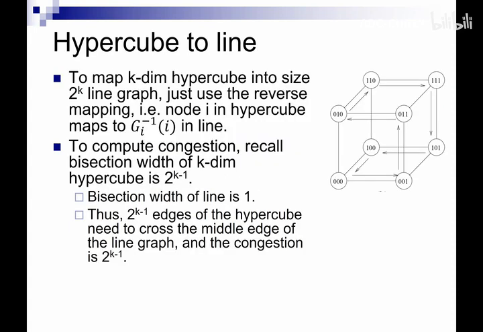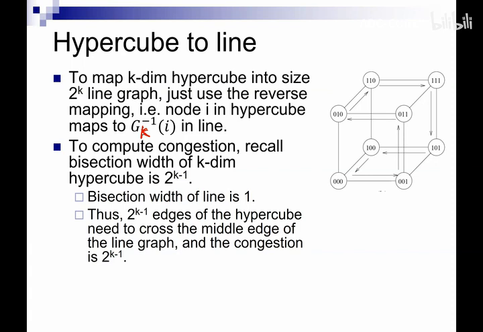So next we're going to reverse what we did. Instead of mapping from a line to a hypercube, we're going to map from a hypercube to a line. Now the way we're going to do this is that to map from the line to the hypercube, we use the gray code, which is given by this function. I'm sorry, this should be a k over here, which was given by this function g sub k of i. And so to do the reverse mapping from the hypercube to the line, we're just going to use the inverse of this function.